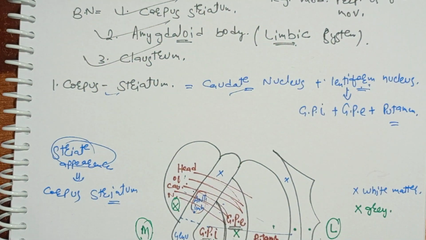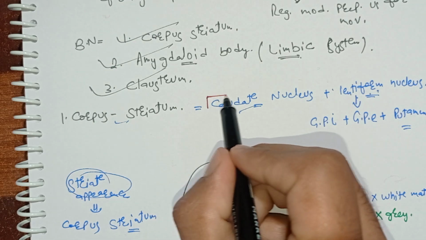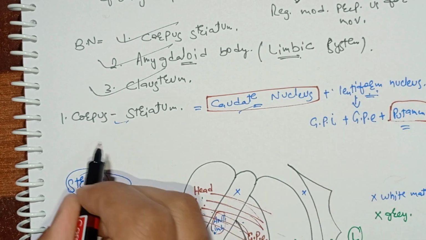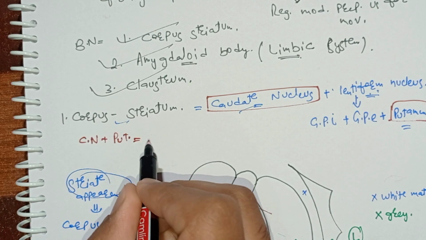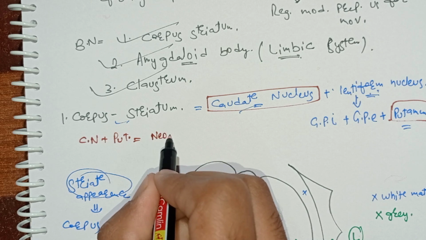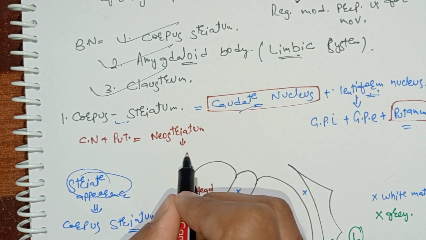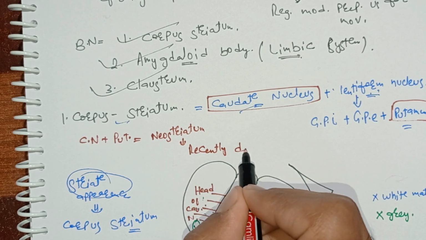One last, very important point in this video is the morphological divisions of the corpus striatum. Very easy. The caudate nucleus plus putamen is known as the neostriatum. Clearly it is recently developed. Neo means new. It is recently developed phylogenetically.